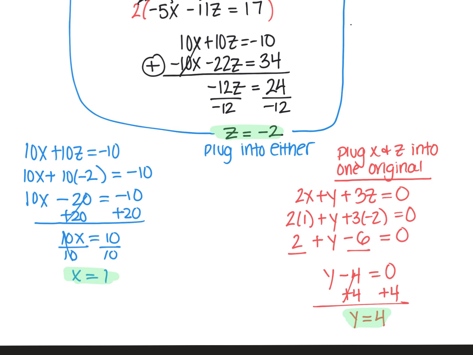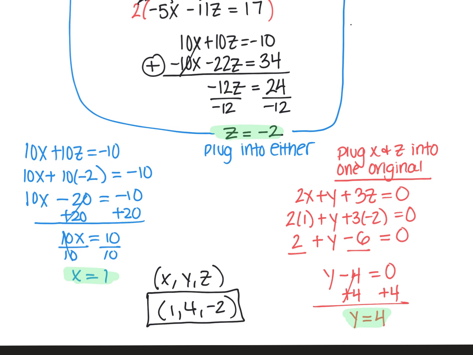Now, technically, you're solving for an intersection point, so you could put it all together as x comma y comma z. So x is 1, y is 4, and z is negative 2. So that is how you want to finalize your final answer.